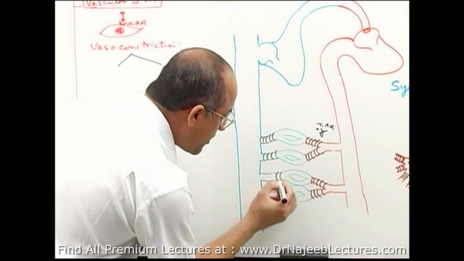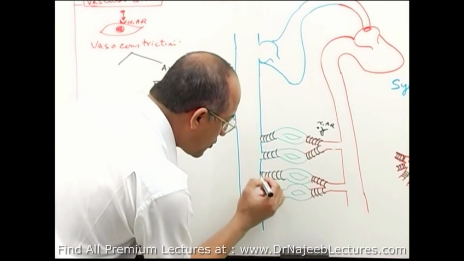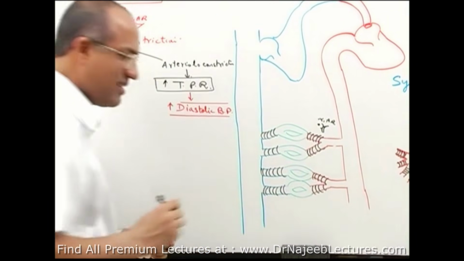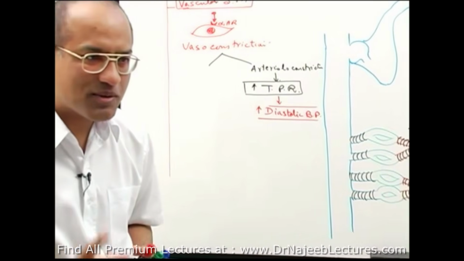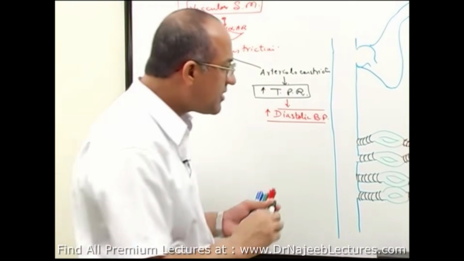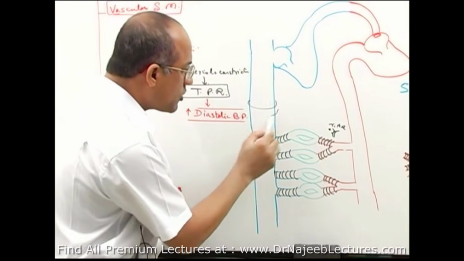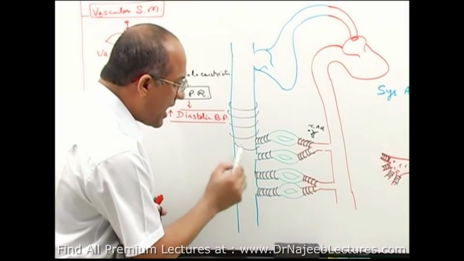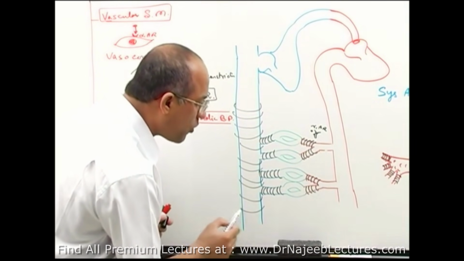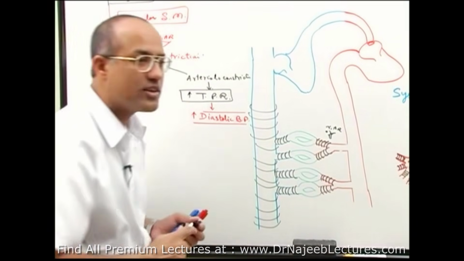So it means whenever you give an alpha 1 agonist drug, there will be venoconstriction as well. Is that right? Whenever you give an alpha 1 agonist drug, yes, there is venoconstriction as well. And you know, 70% of your blood volume is normally present on the venous side.